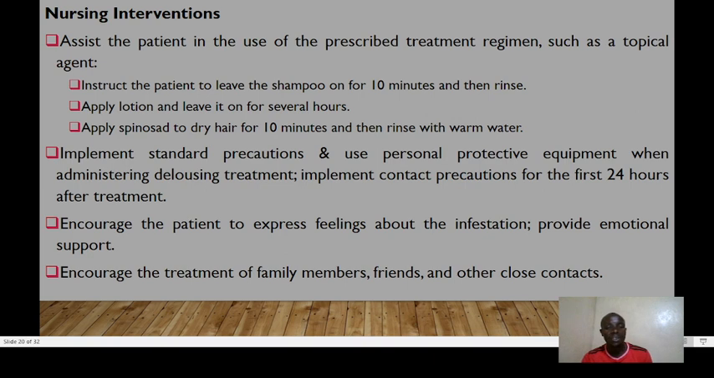Implement the standard precautions and use PPE when administering the lice treatment, and implement contact precautions for the first 24 hours after treatment. You need to encourage the patient to express feelings about the infestation and provide emotional support, and encourage the treatment of family members and other close contacts.